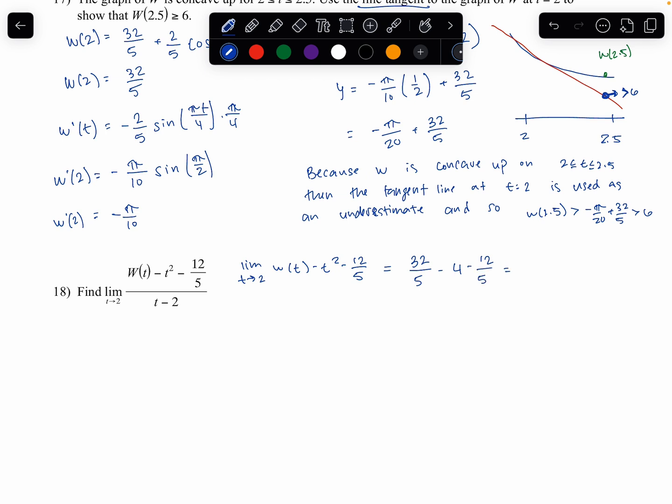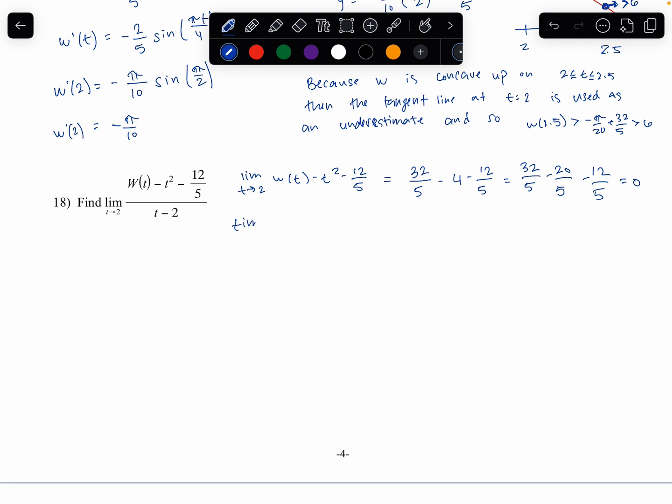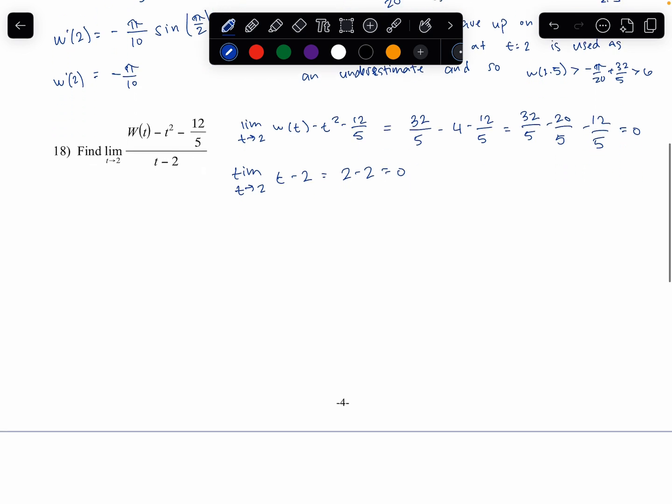Now I'm going to change this to be 20 fifths, so 32 over 5 minus 20 over 5 minus 12 over 5, which is going to be equal to 0, because we have 32 minus 20 minus 12. So there's the numerator. Then we'll show the limit as t approaches 2 of t minus 2, which is 2 minus 2, which is 0. So now I can use L'Hopital's rule.